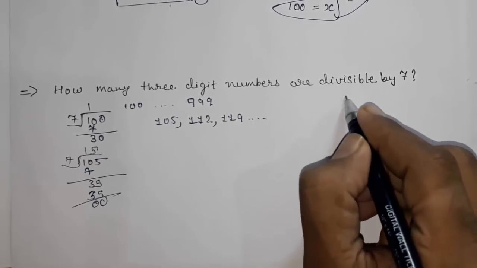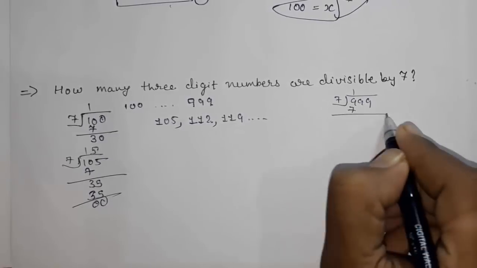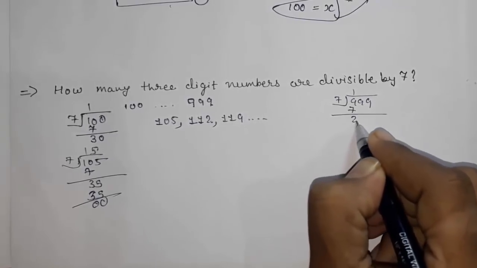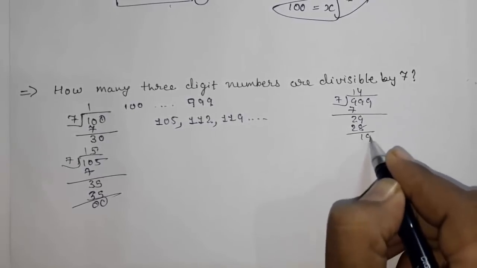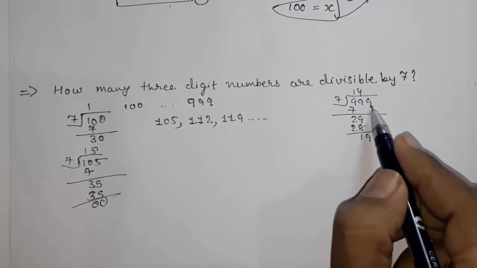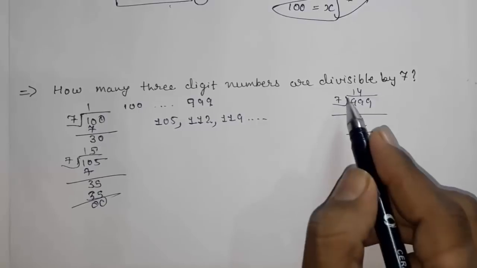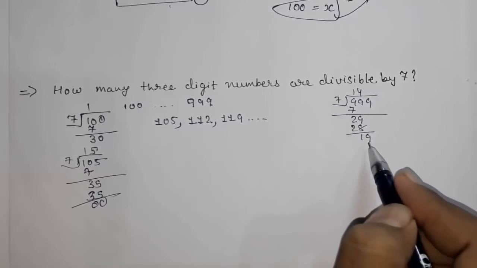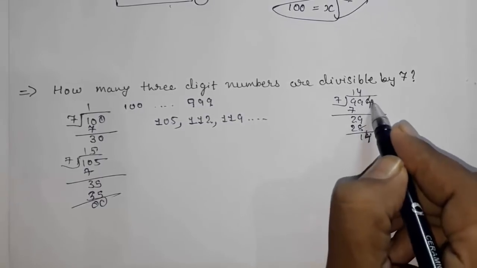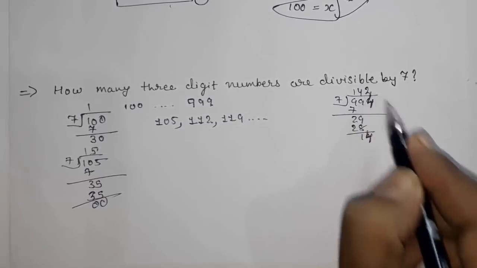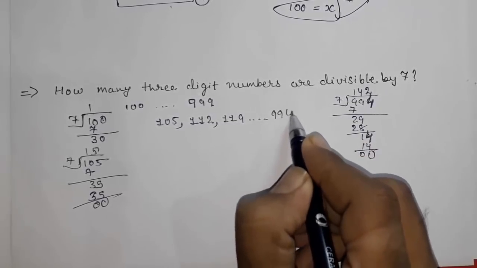So for that also I have to do division with 999. 7 1s are 7, 2 9, 7 4s are 28, 1 9. Instead of this 9, we have to subtract here. Here we had added, now we have to subtract, so that we get our previous number that is divisible by 7. So we know before 19, 14 is a number. If I keep 14 here, then it will be divisible by 7. So our last number will be 994.